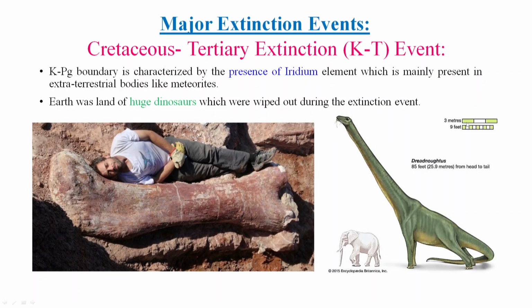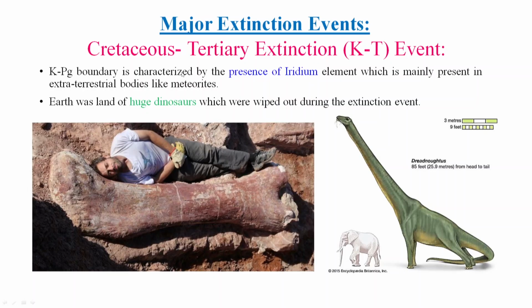Here you can see the scale, 3 meters or 9 feet, whichever scale you can think of. This is a simple comparable example, the height or dimension of a modern day elephant. With respect to that, you can see how big the dinosaurs were. The Cretaceous-Tertiary boundary is characterized by the presence of the element iridium, which is mainly present in extraterrestrial bodies like meteorites. So if there is an iridium anomaly that you can record, then obviously there has to have been a meteoritic impact at some point of time.